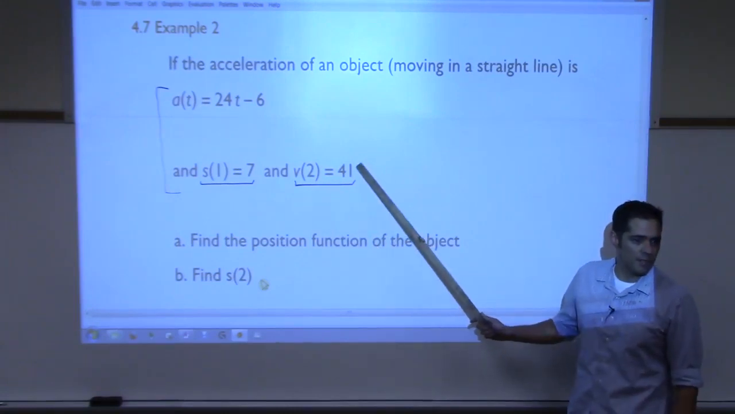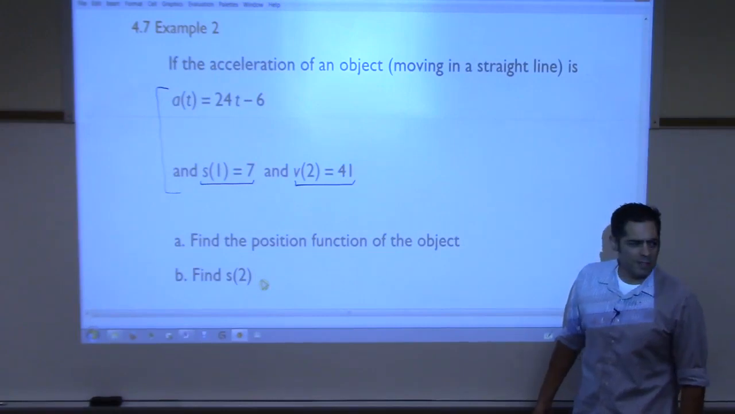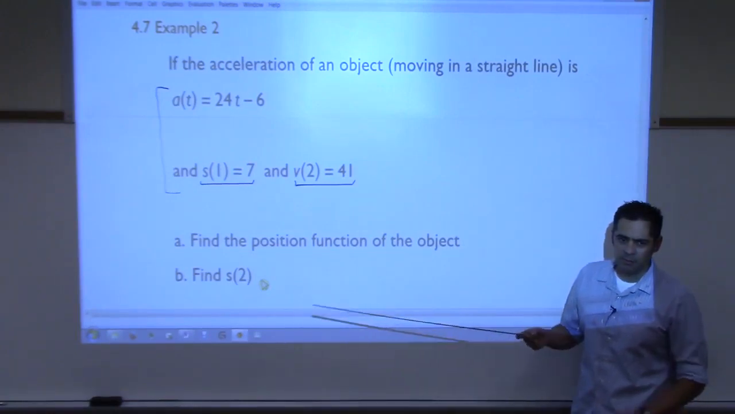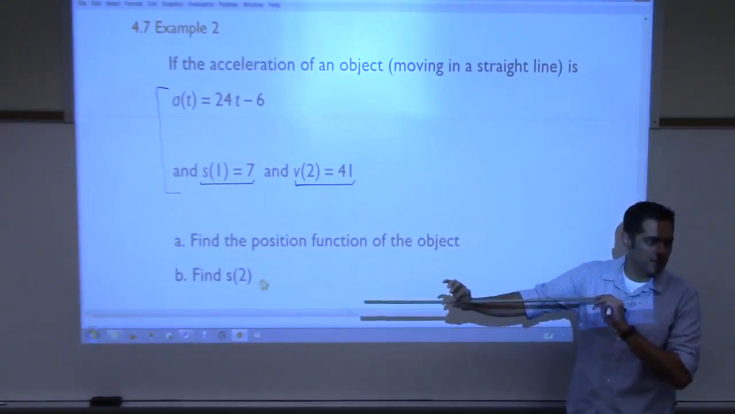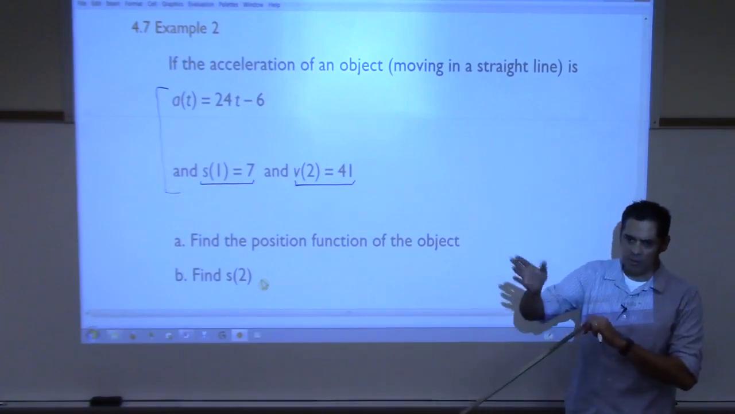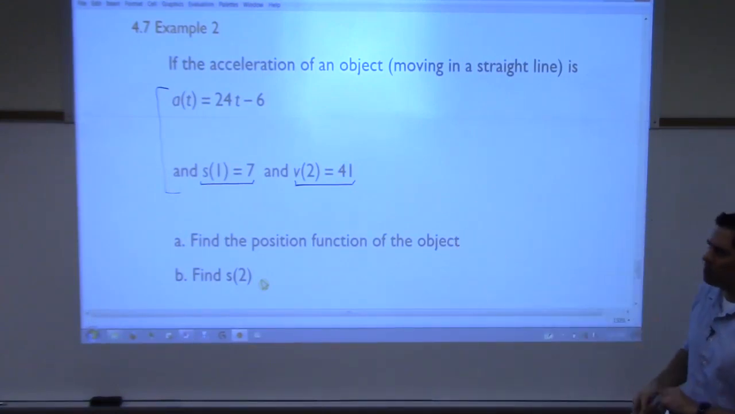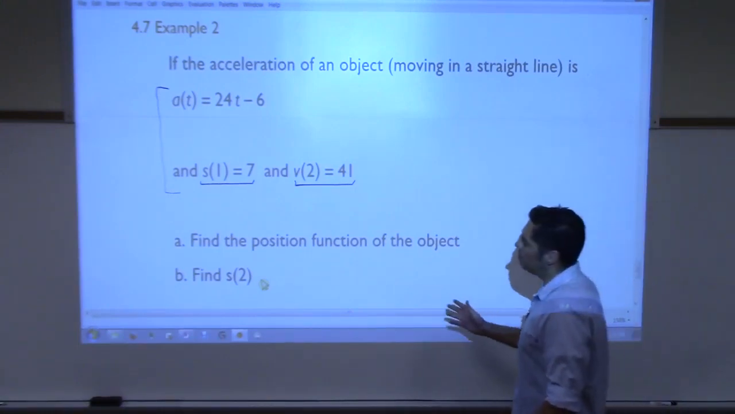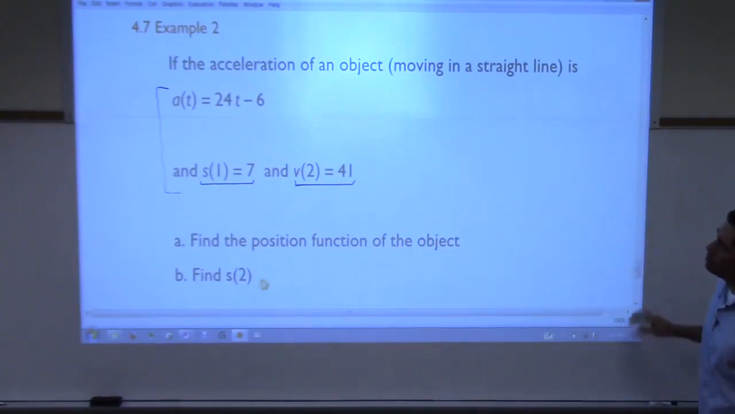Are speed and velocity the same thing? No. In linear motion, straight line motion, they are. But if your object is moving in 2-dimensional or 3-dimensional space, then velocity and speed are not the same. So here, if I say speed and velocity, it's because I can say that for linear motion.